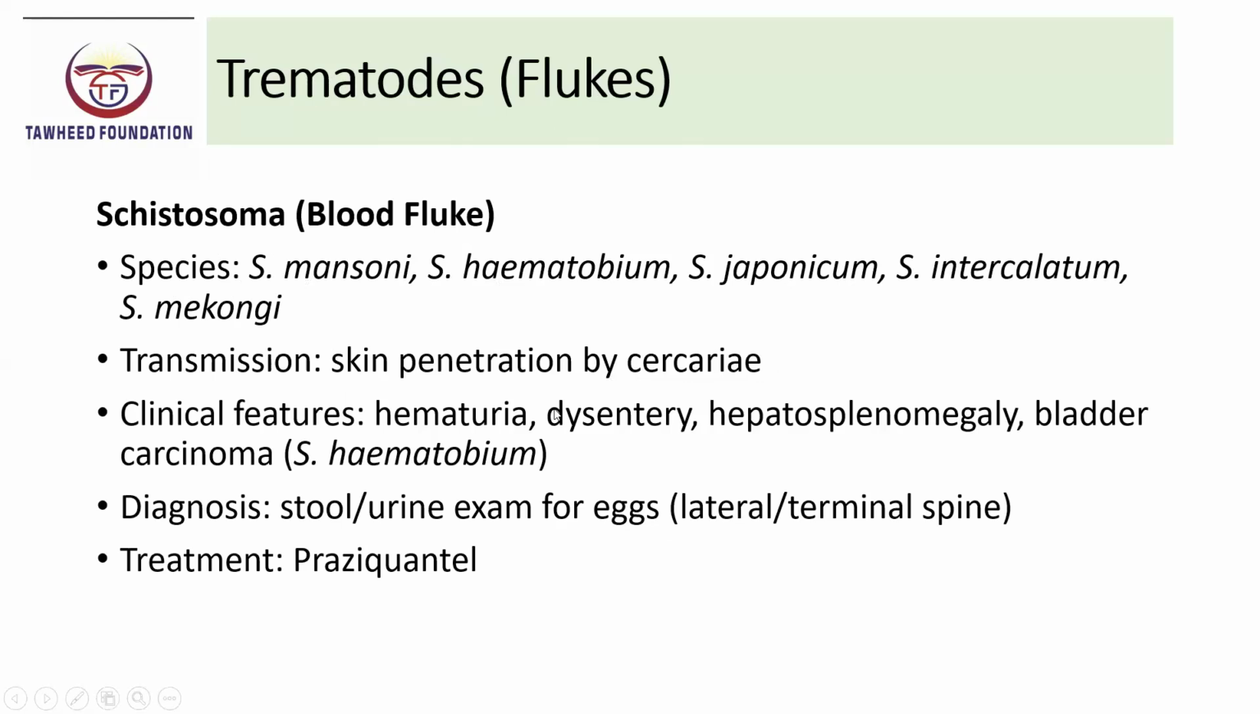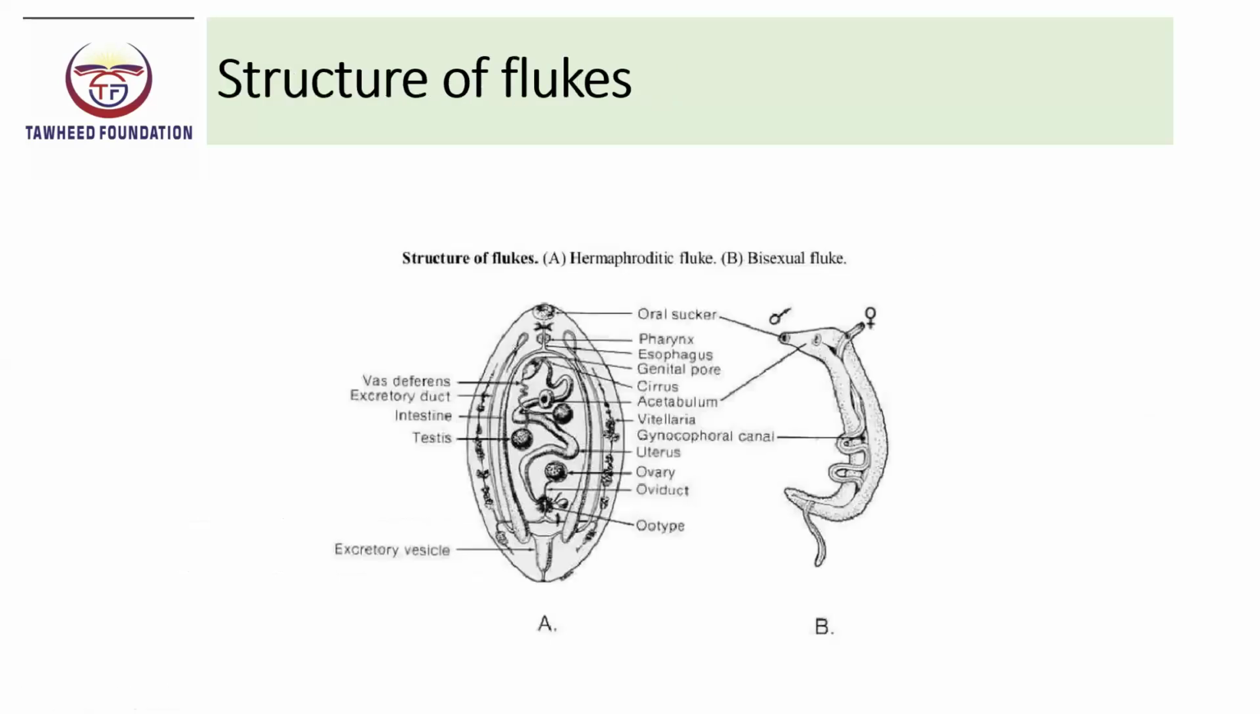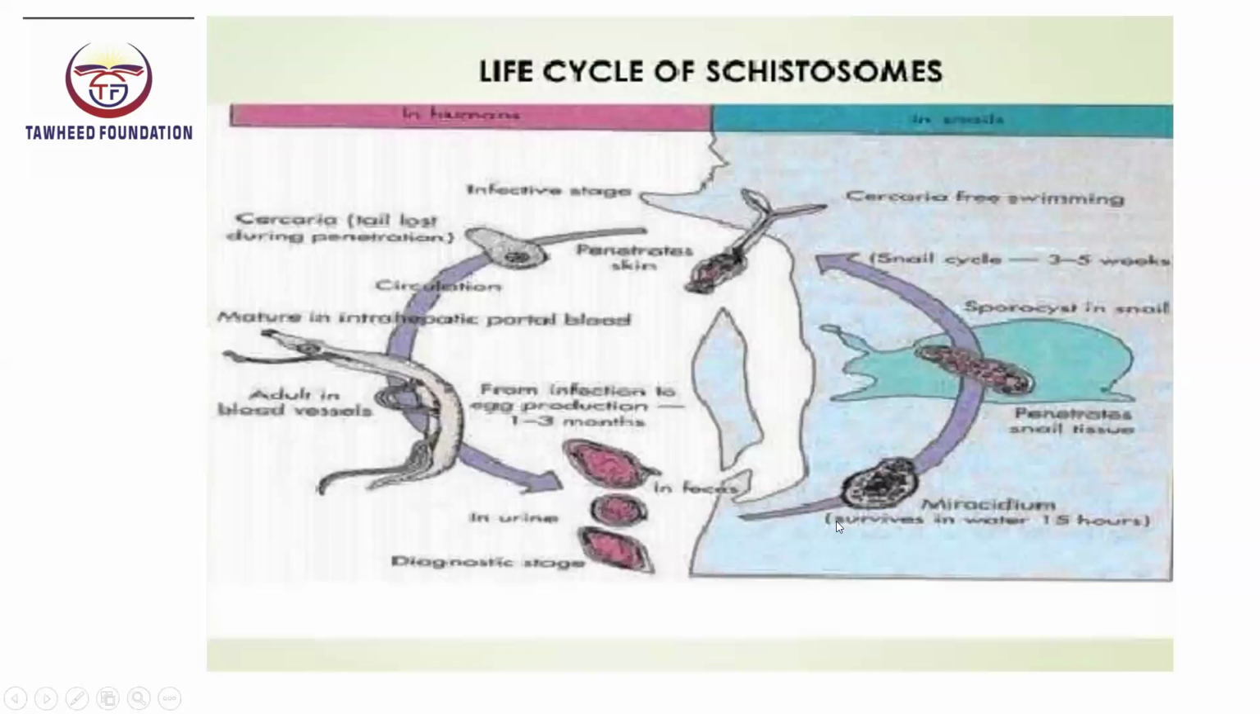Transmission is through skin penetration by cercariae. Clinical features include dysentery, hematuria, hepatosplenomegaly, and bladder carcinoma. Diagnosis is through stool or urine examination, where eggs are seen. Treatment: the drug of choice is praziquantel. Structure of fluke: this is the diagram of a hermaphroditic fluke, and this is a bisexual fluke. Life cycle of schistosomes.